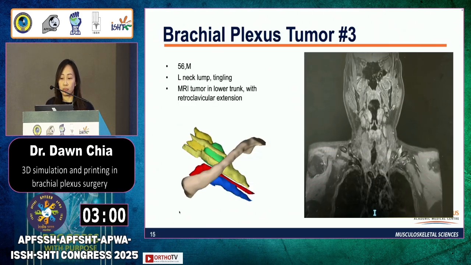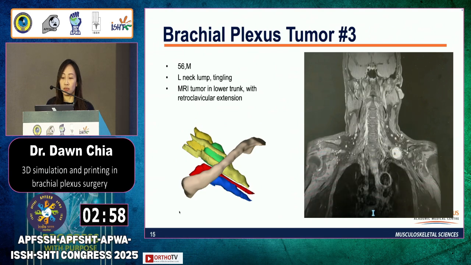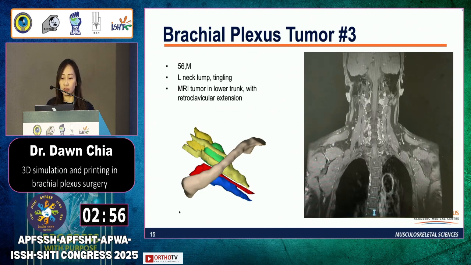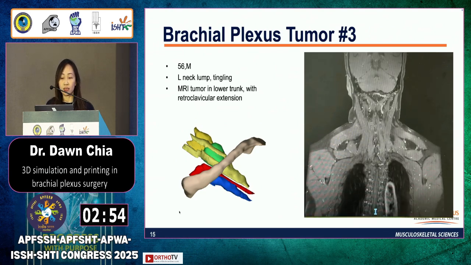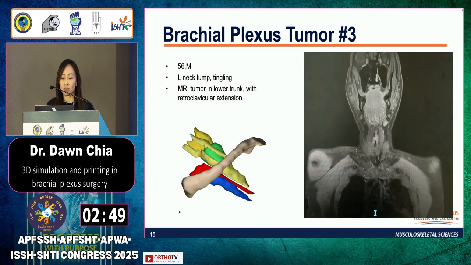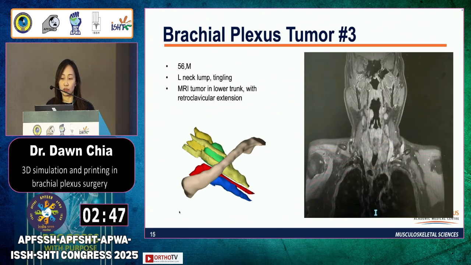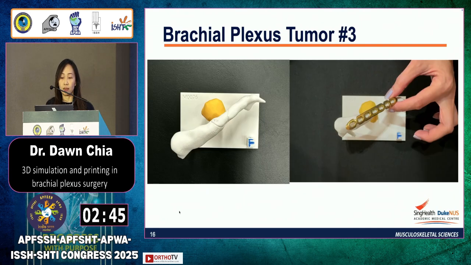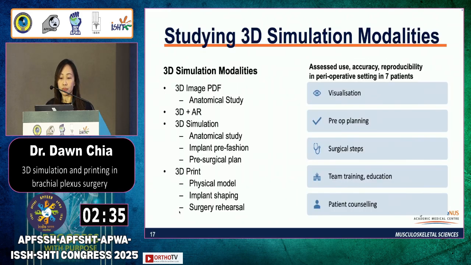In this last example, I have another patient with a neurogenic tumor that arises from the T1 and the lower trunk, with the distal end of the tumor demonstrating retroclavicular extension. Again, the relationships are better appreciated with the 3D reconstruction, and a model of just the tumor and the clavicle was printed out. We used it to plan the approach and position of the osteotomy and to pre-bend the actual implant that will be used.